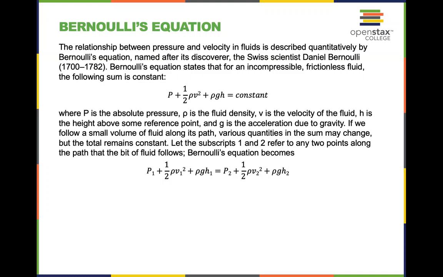If we follow a small volume of fluid along its path, various quantities in the sum may change, but the total remains constant. Let the subscripts 1 and 2 denote any two points along the path that bit of fluid flows. Bernoulli's equation becomes P1 plus 1/2 rho V1 squared plus rho g h1 equals P2 plus 1/2 rho V2 squared plus rho g h2.